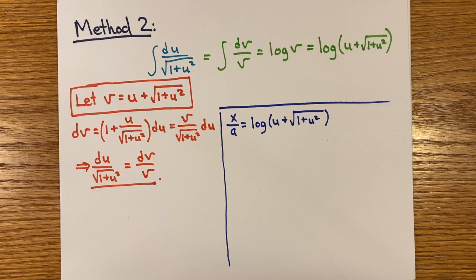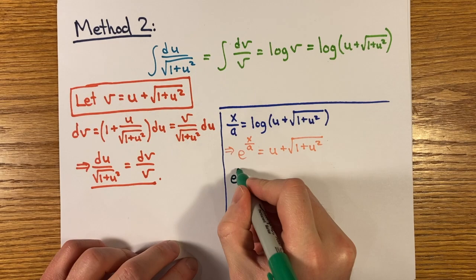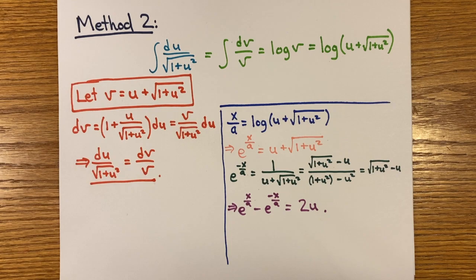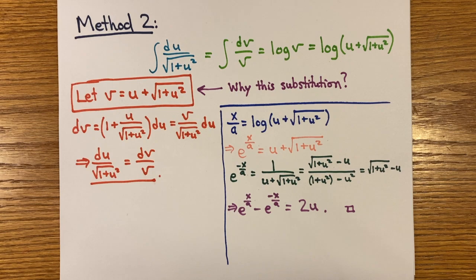So the integral comes to log v, which equals log of u plus square root 1 plus u squared, and it's just a matter of some algebraic manipulation to write u as a function of x in terms of exponentials. If you've defined hyperbolic functions, you recognize this as a sinh function.